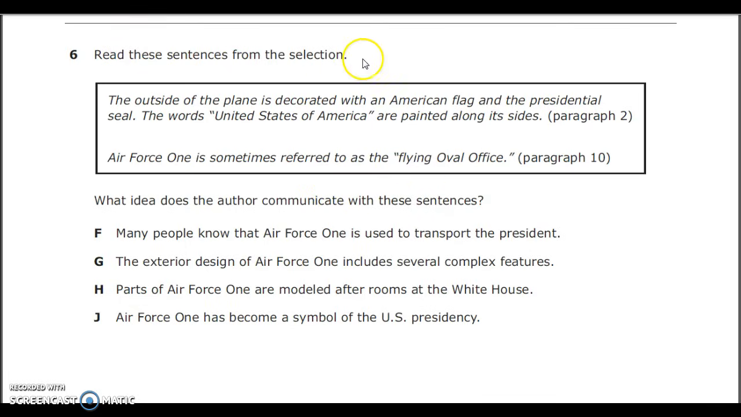When it says read these sentences from the selection or read the lines from this selection, it might be worded in different ways. And then a box is going to be here, and then there's going to be actual text evidence from the passage. When you get a question like this, make sure that you only answer the question based on what is in this box. What idea does the author communicate with these sentences? Only these sentences. Don't bring in other ideas from the text. Even if you got other things out of it, you can only focus on what is in the box in a question like this. So just make sure if you see questions that ask you to analyze what's in the box, make sure you stick with only what's in the box. Okay?